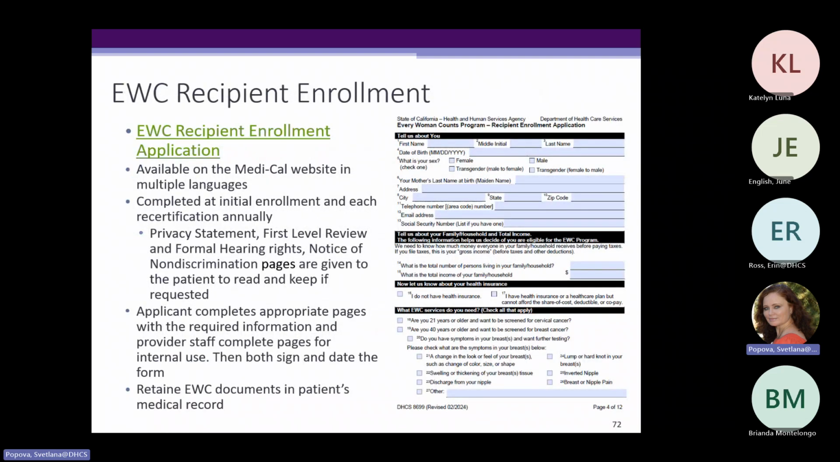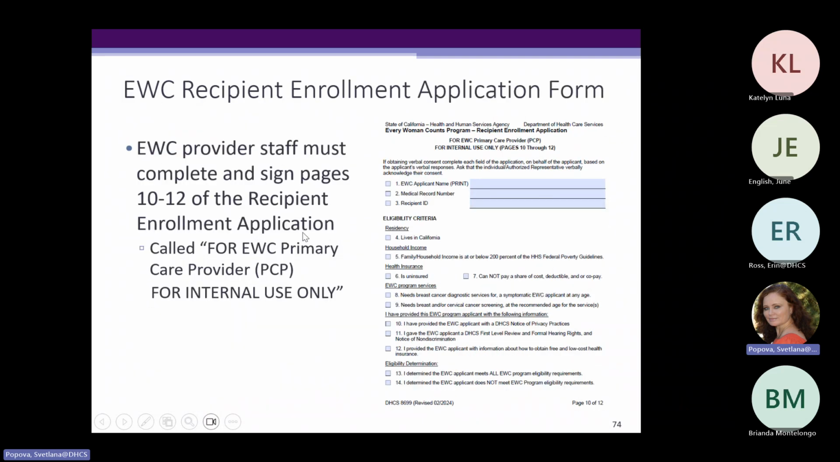So this is how the recipient enrollment application looks. It is available on the medical website in multiple languages, and it should be completed at initial enrollment and recertification. So applicants, as I said, complete all the pages that look like this, where we have space to fill it out, and this should be retained in the medical records.